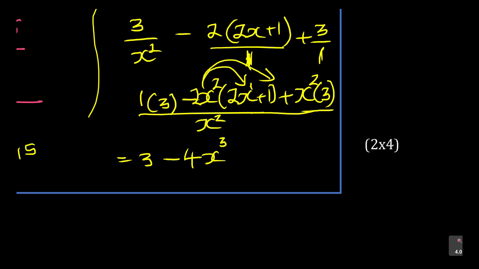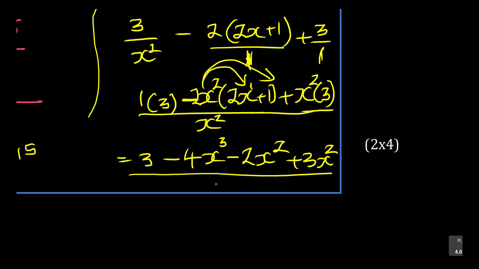Now minus, look at this sign, minus 2x squared times 1, please, it's minus 2x squared. 3 times x squared plus 3x squared. See that? Then everything over what? Over x squared. Then you continue to say it's 3 minus, collect like terms, and you can see these guys are common. They have got x to the power of 2.